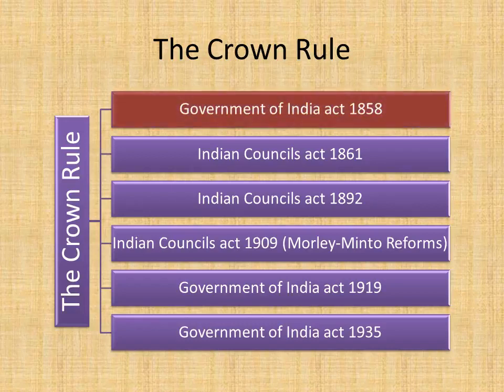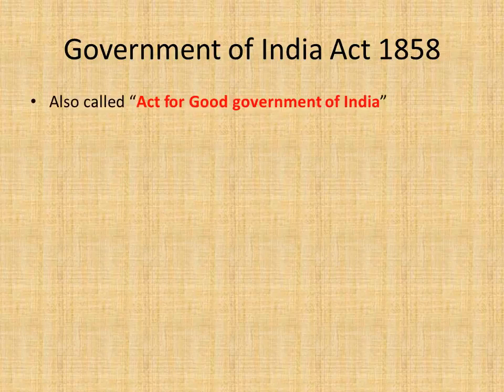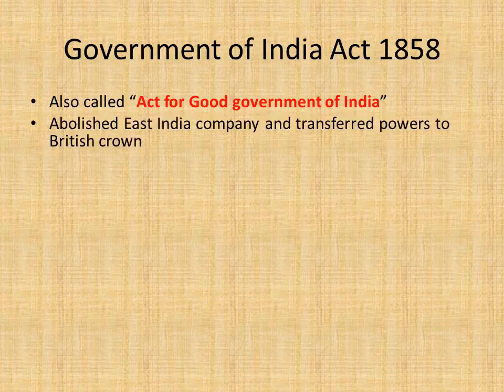So let us discuss the Government of India Act 1858 first. The Government of India Act was passed immediately after the first struggle for independence. This act was also called the Act for Good Government of India. Remember this thing, this act is called the Act for Good Government of India.